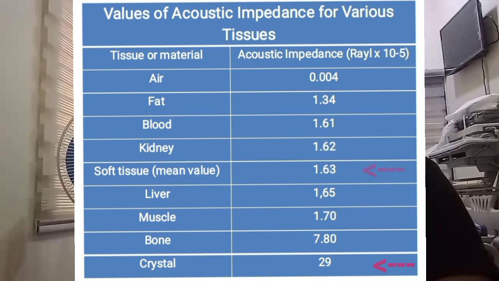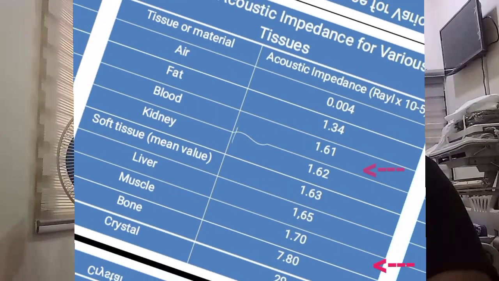This is why gel is used. Ultrasound gel has an intermediate acoustic impedance. This reduces the acoustic impedance mismatch, thereby improving the transmission of sound into the patient and the reception of echo from the patient.